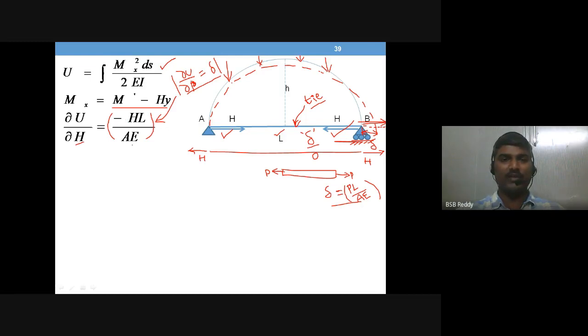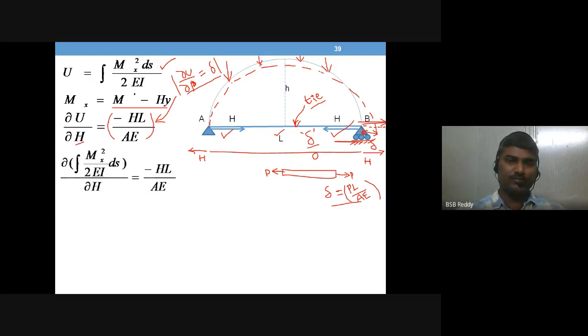Okay, so PL by A. Applying that equation, why has this equation come? In place of ∂U/∂H equal to 0, where delta is equal to 0 if it is a regular arch with two hinges, here delta is not 0 because you have provided a tie member. That tie member is going to elongate. That elongation is appearing here, right?